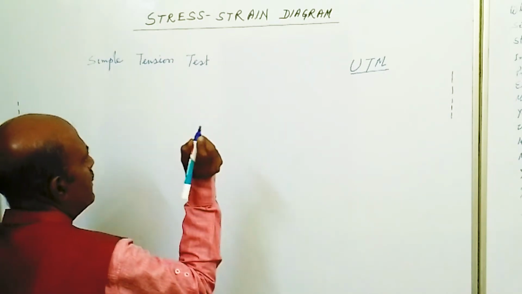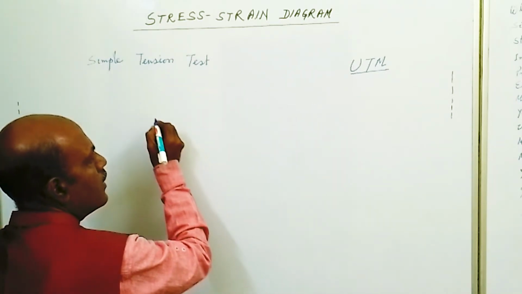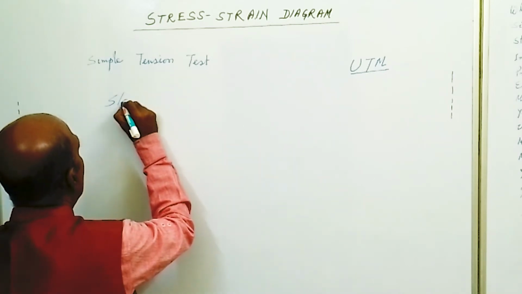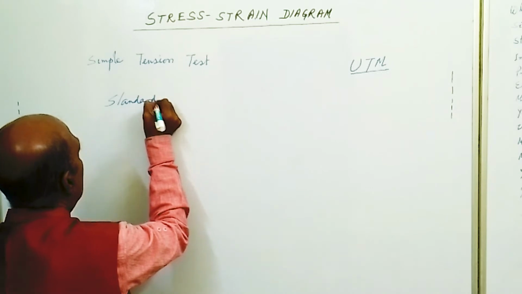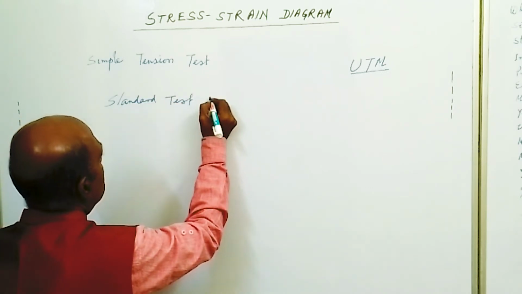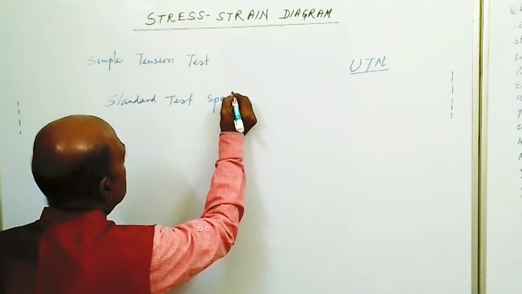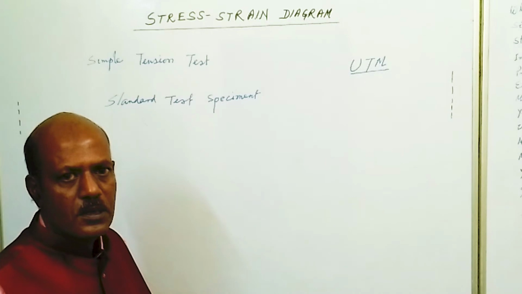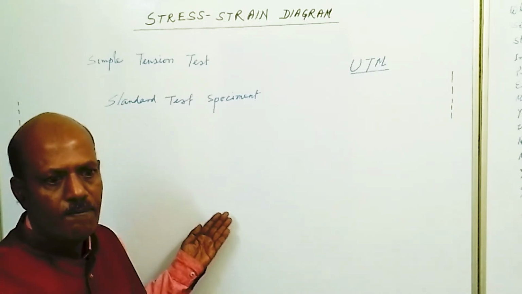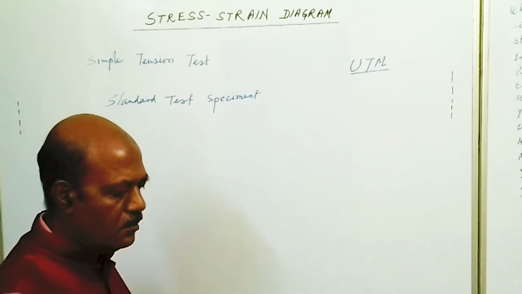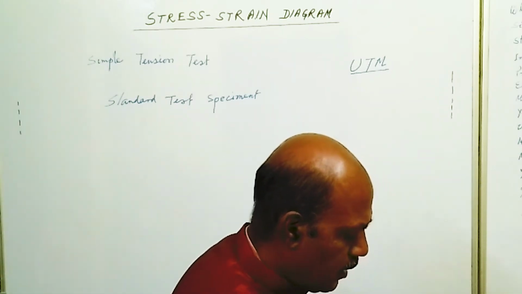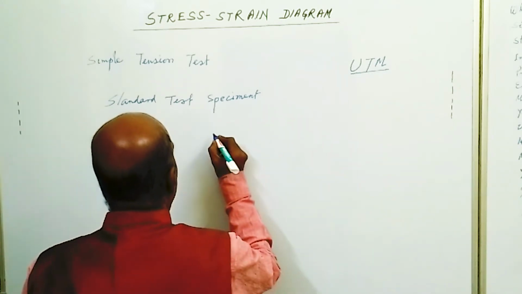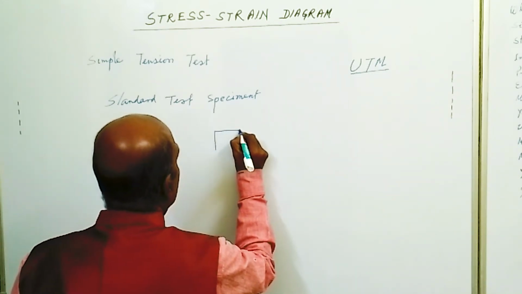Now let us look at the standard test specimen. This test is carried out on a standard test specimen, meaning whatever the material may be, the test is carried out on a specimen whose shape and size are fixed. So this is the standard test specimen.